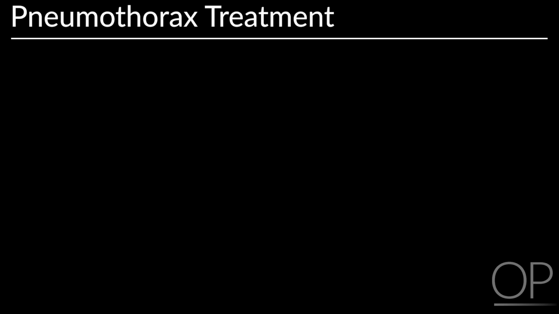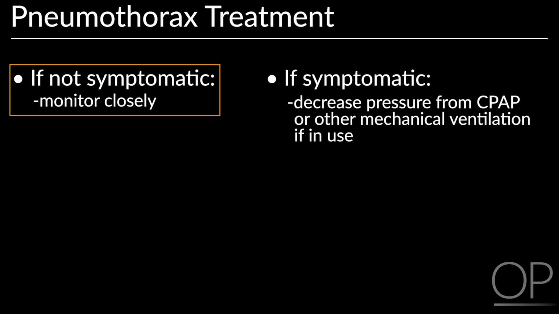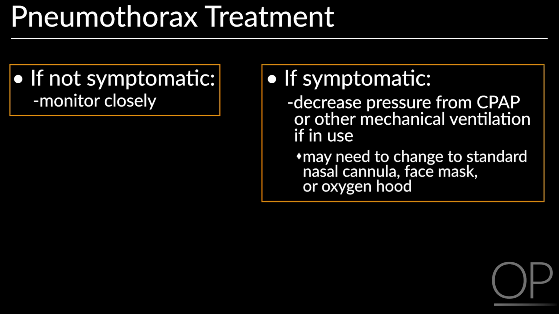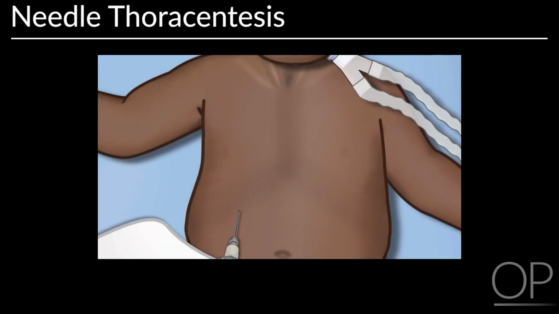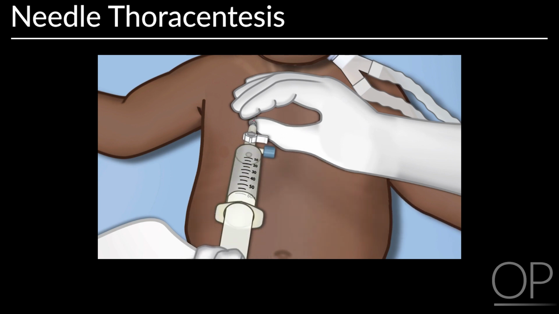Treatment of pneumothorax may depend on the symptoms. If no symptoms are present, monitor the patient closely. If the patient is symptomatic, decrease pressure from CPAP or the mechanical ventilation that may be in use. Note that you may need to change to standard nasal cannula, face mask, or oxygen hood. If a trained physician is available, consider needle thoracentesis, which is the evacuation of air from the chest using a needle.